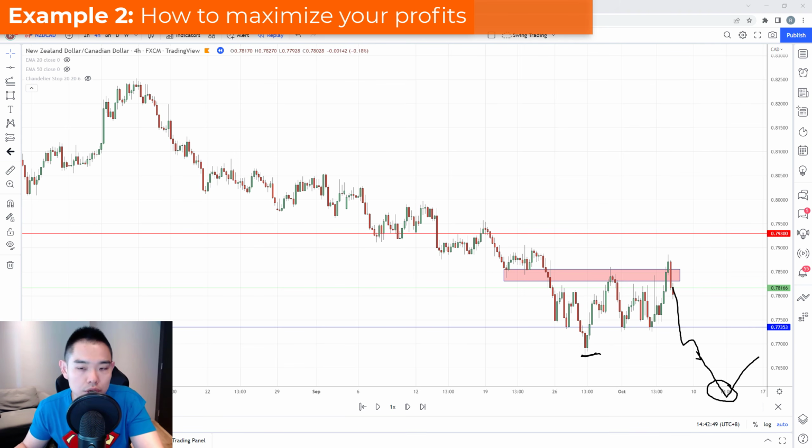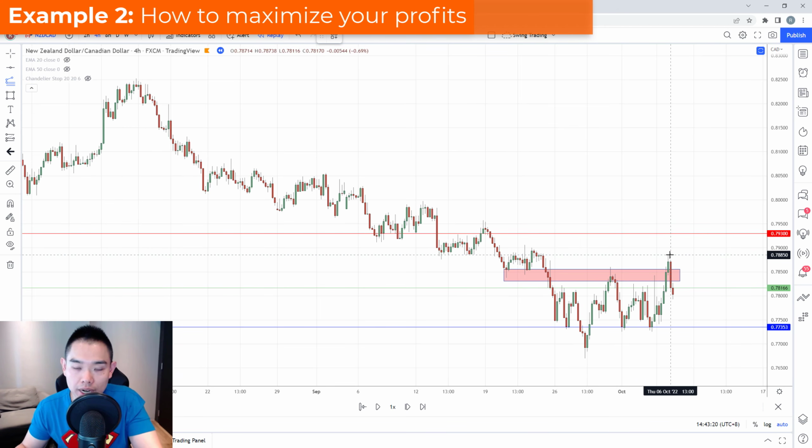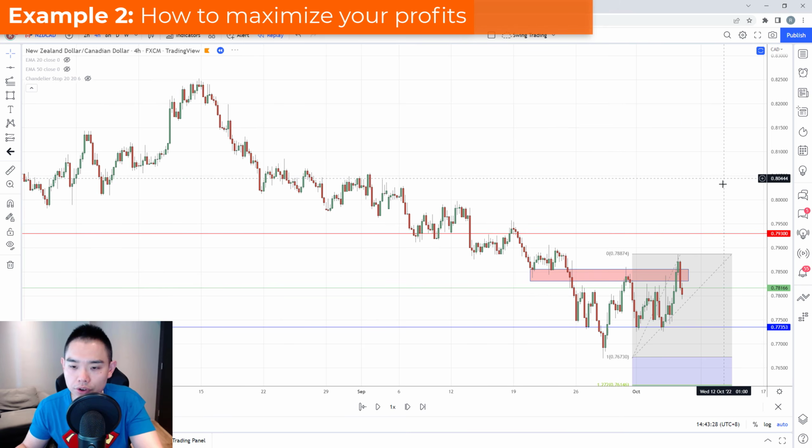What you can do is use a tool called a Fibonacci extension, and look to exit just before the 127 extension. I'll show you what it means. Look at trend-based Fib extension. Click on this. You draw it from the swing high to the swing low and back up high again. So this is the swing high down to this extreme low and then up higher again. Once you do that, you can see that over here.